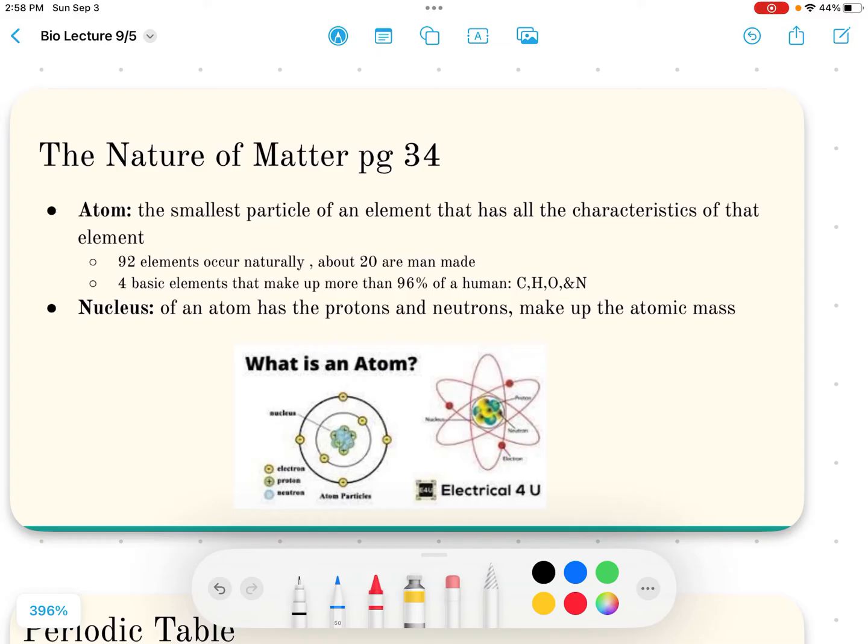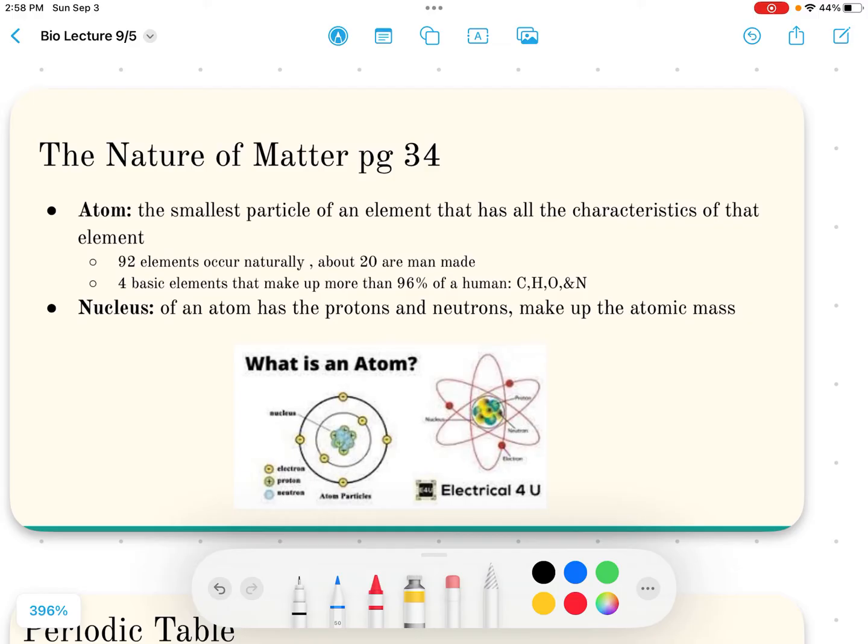The 4 basic elements that make up more than 96% of humans are carbon, which is the letter C, hydrogen, capital H, oxygen, capital O, and nitrogen, which is a capital N. So carbon, hydrogen, oxygen, and nitrogen are the basic makeup of a human. We are made up of mainly those 4 atoms. There are a few others as well, but those are the main 4 that create life.